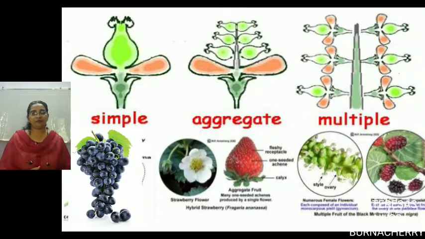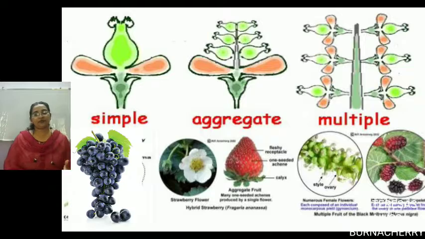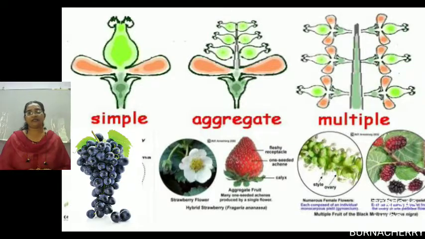So these are the different types of fruits which are formed from 3 types of flowers, isn't it? Simple fruit is formed from a flower which contains 1 ovary. Aggregate fruit is formed from a flower which contains many ovaries. And multiple fruit is formed from many flowers, an inflorescence of flowers which turns into a fruit, and it has got a common covering. So I hope that is very clear for you.